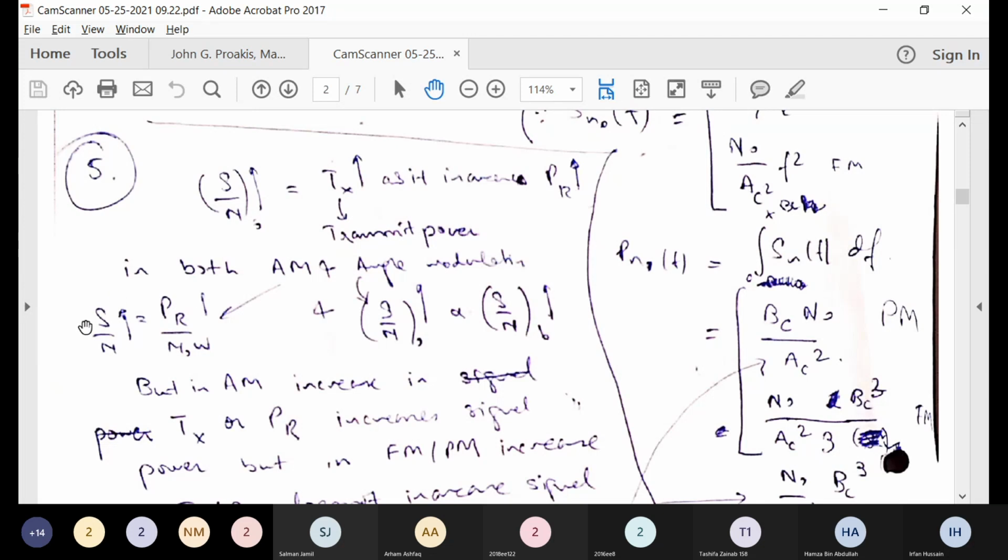We know the signal to noise ratio at the output of an AM system was PR over N0 W, or some factor multiplied with PR over N0 W, where PR over N0 W is the signal to noise ratio at the baseband level. So the output signal to noise ratio was directly proportional to the signal to noise ratio at the baseband level, both for amplitude modulation and, as you can also see, for angle modulation.